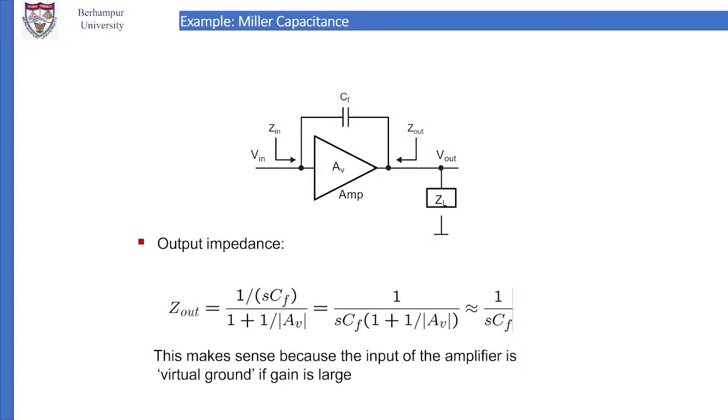Now, let us look at the output capacitance. Output capacitance will be 1 upon SCF. This makes sense because the input of the amplifier is virtually ground, so the gain has to be large. When the gain is large, basically the input is virtually grounded. That is what it says, 1 by SCF, which indicates that the input is virtual ground. Okay. Next.